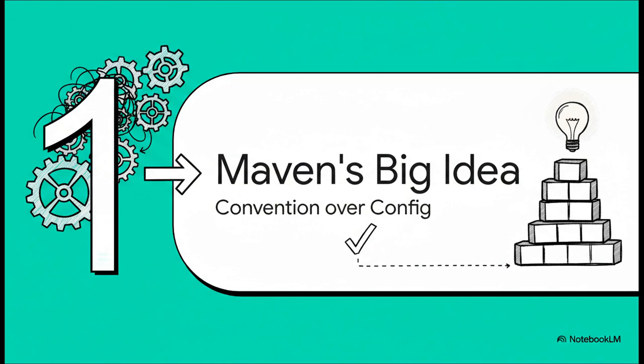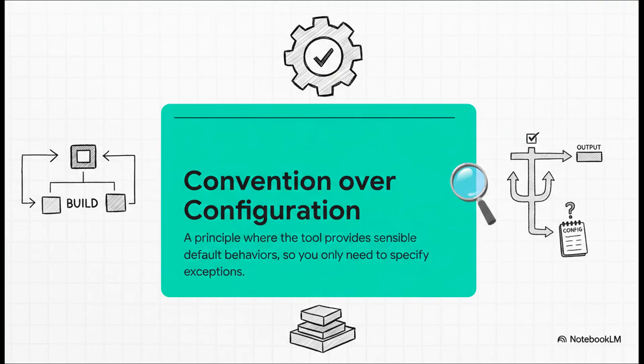Well, it all boils down to this really powerful philosophy: convention over configuration. And you have to understand, this was a massive shift in thinking. Instead of you having to spell out every single detail for the build tool, Maven just assumes a standard or conventional way of doing things. You only step in when you need to do something different, something special. And that simple idea saves developers an unbelievable amount of time and headaches.